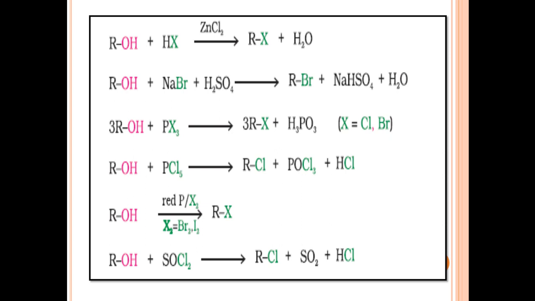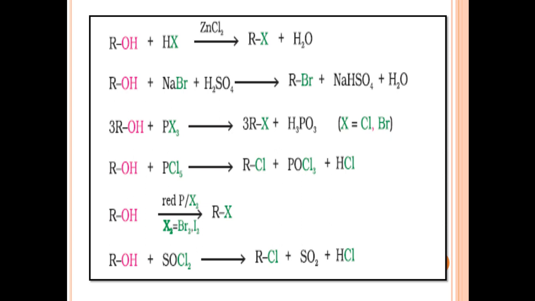Next reaction is when alkyl alcohol reacts with PCl5, it will give RCl plus POCl3 plus HCl. And the next reaction is very important, so many times it is asked in board exams to complete it. ROH when reacted with red phosphorus with halogen X2, where X2 is Br2 or I2, it will give RX. Suppose we are doing the reaction of ROH in the presence of red phosphorus with bromine, it will give alkyl bromide.